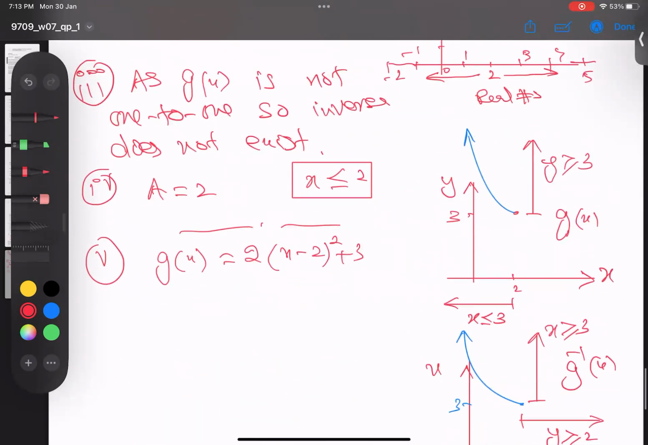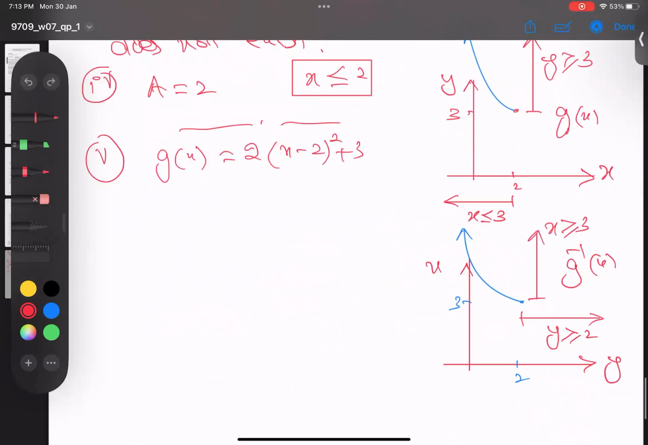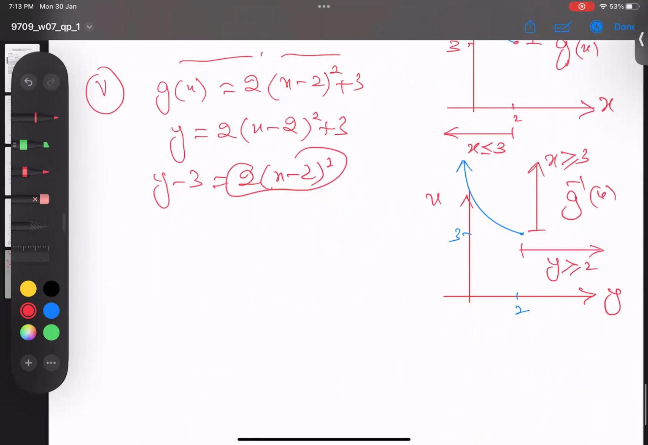Now, what is the rule of finding the inverse? First of all, remove the name and write y. Try to make x the subject. How to make x the subject? First of all, the 3 will be subtracted. This 2 is multiplying, so it will divide.